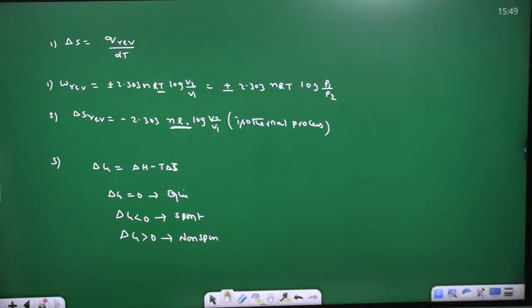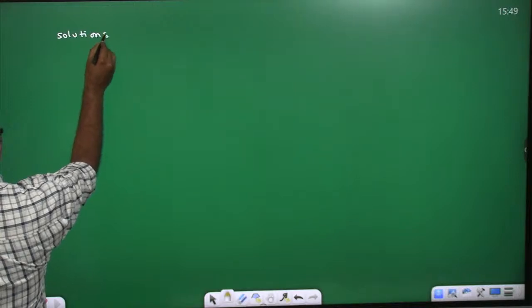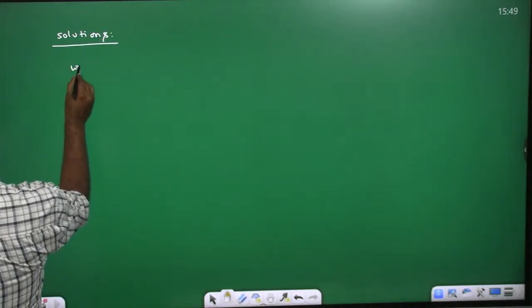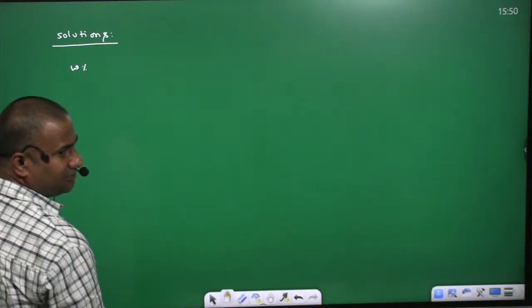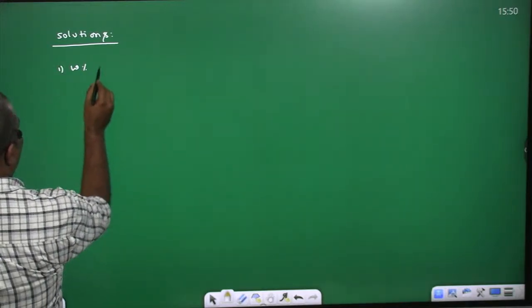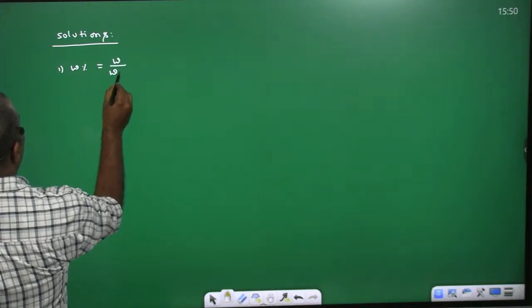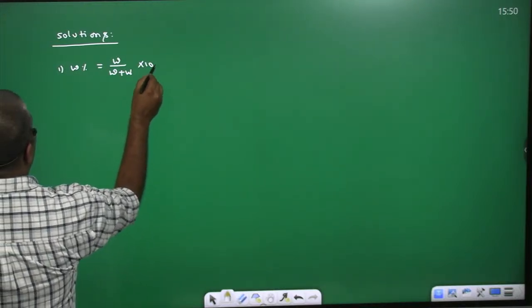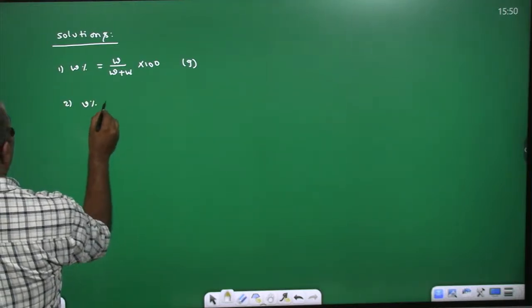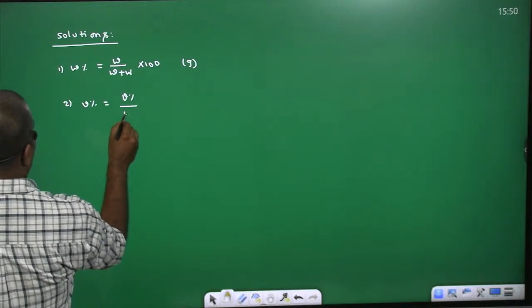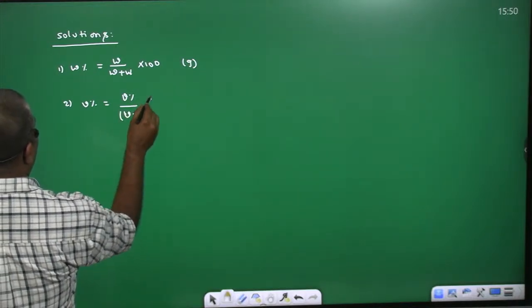Next one, solutions. Second year. First year complete, the physical chemistry is over. We're coming for the second year. Solutions. First concentration methods. Weight fraction equal to, what is the formula? Weight of solute by weight of solute plus solvent into 100. You can take in grams. Volume fraction equal to volume of solute by volume of solute plus volume of solvent into 100.